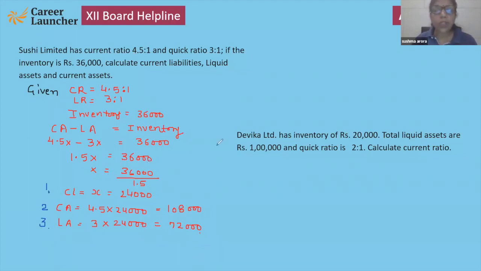Now, next question. Devika Limited has inventory of this. Their total liquid asset are 1 lakh. Liquid ratio is 2:1. Calculate current ratio. See, my dear children, this is a smart question, because current ratio you know will be CA and CL, current asset divided by current liability. So the paper setter is very smart. In place of asking you to calculate current asset and current liabilities, they are saying to calculate current ratio.